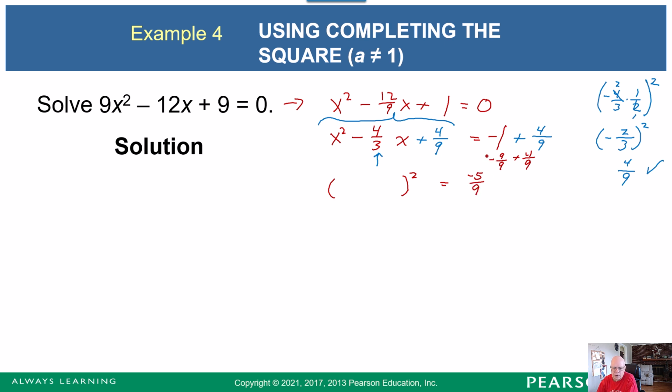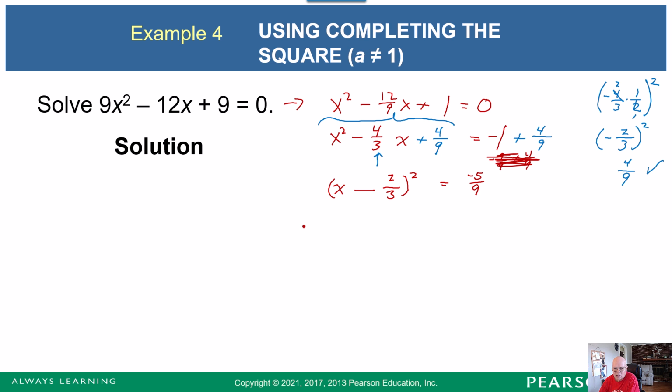Remember, first, you're going to get 2 solutions. So we're going to write this down twice. Write that down twice. Now, we've taken the square root of the left-hand side real easily. We're going to have to take the square root of the right-hand side, which is the square root of -5 over the square root of 9. Let's simplify that a little bit.